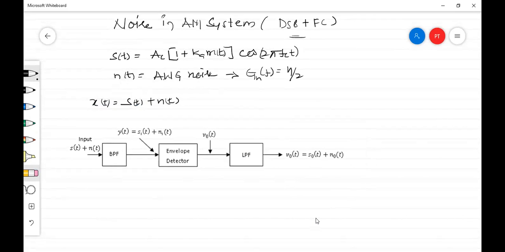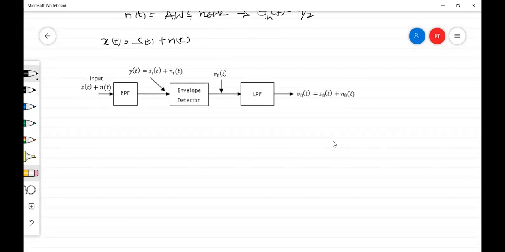Okay, as usual, the receiver will have a band pass filter at the front end, and at the output end there will be a low pass filter. Okay, and instead of the product modulator in DSB and SSB, here we'll have an envelope detector. We know the functioning of the envelope detector, which will produce an output proportional to the envelope of the given input. Okay, so now let us see. We proceed.